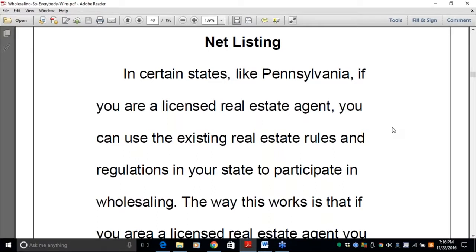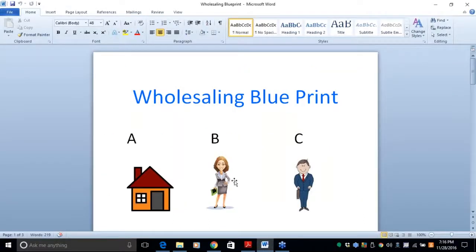Let's say in your state, you're allowed to do what's called a net listing, okay? Net listing is this. Let's say this person B now, and I'm going to scratch this, wipe the slate clean. These people now play a different role here. Okay, this person is an agent, and she wants to wholesale the property in a state where they allow a net listing.